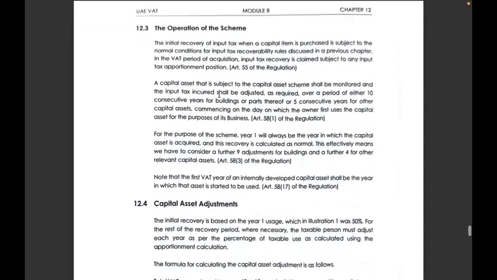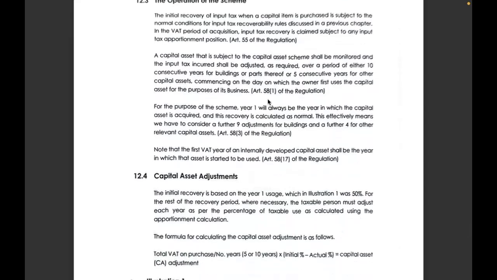A capital asset that is subject to the capital asset scheme shall be monitored, and the input tax incurred shall be adjusted as required over a period of either 10 consecutive years for buildings or part thereof, or 5 consecutive years for other capital assets, commencing on the day on which the owner first uses the capital asset for the purposes of its business. That was Executive Regulation number 58.